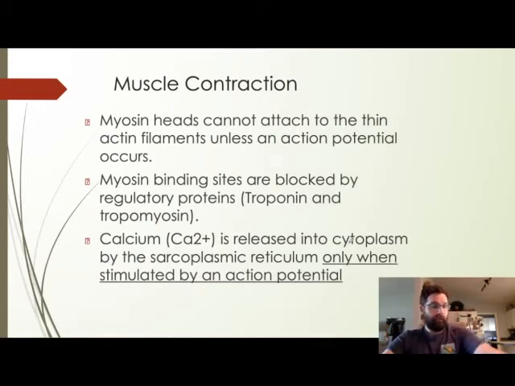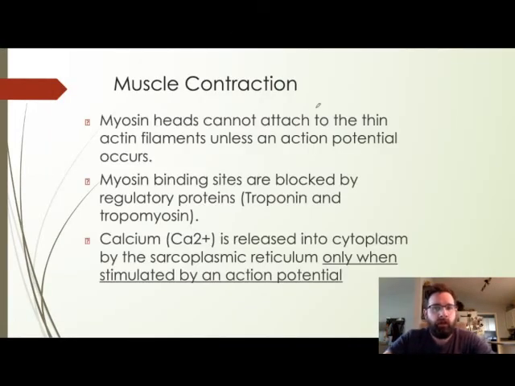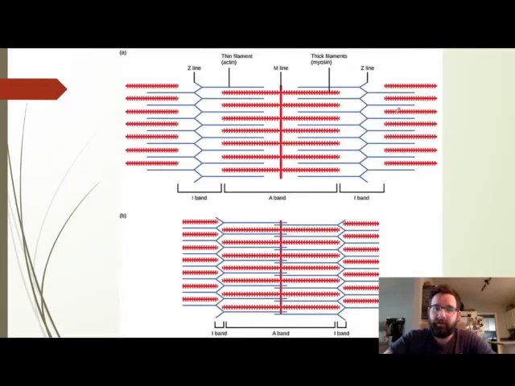So, last few important things here. Those myosin heads, the things that are doing the pulling, cannot attach to the actin filament unless that action potential occurs. Here's why. Myosin binding sites are blocked by regulatory proteins. Specifically, they're called troponin and tropomyosin. I do actually want you to know the names of these. I don't need you to label them on an actin or anything like that, but they are points that are blocking.